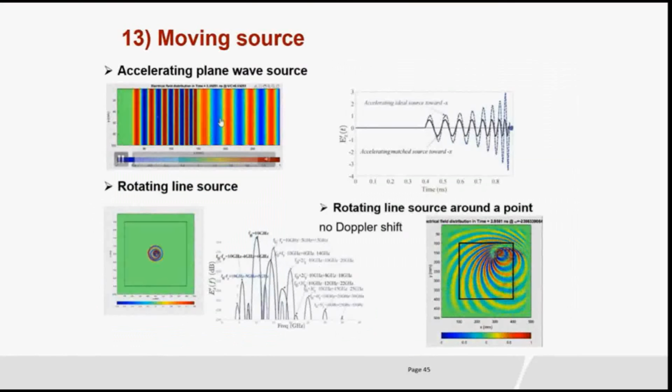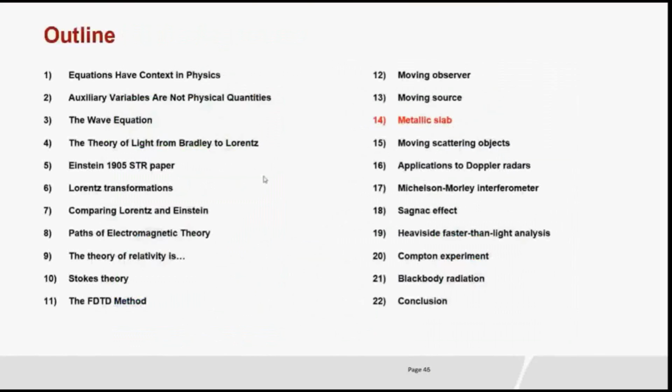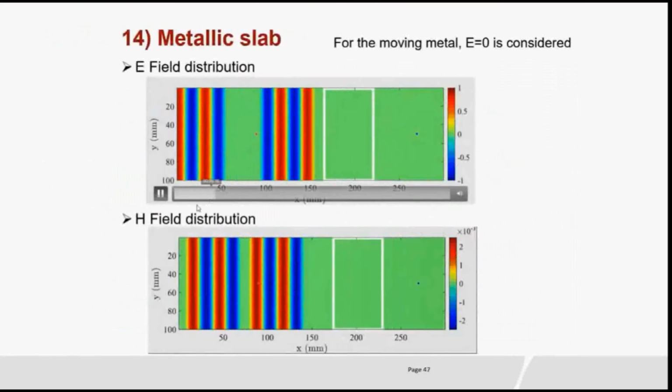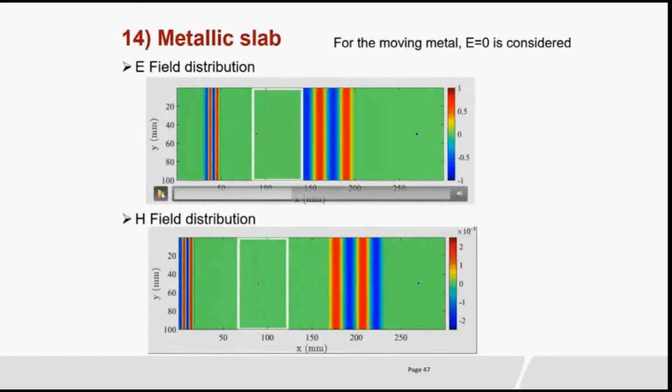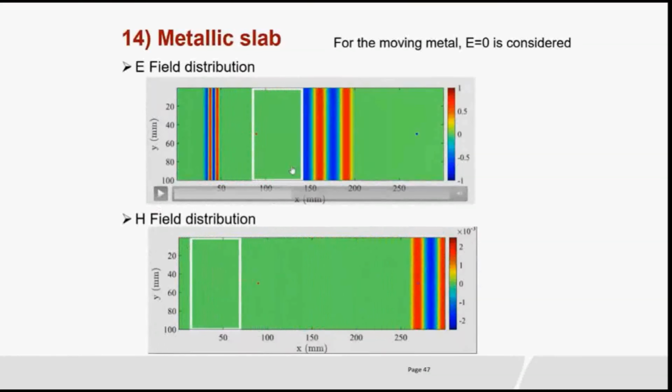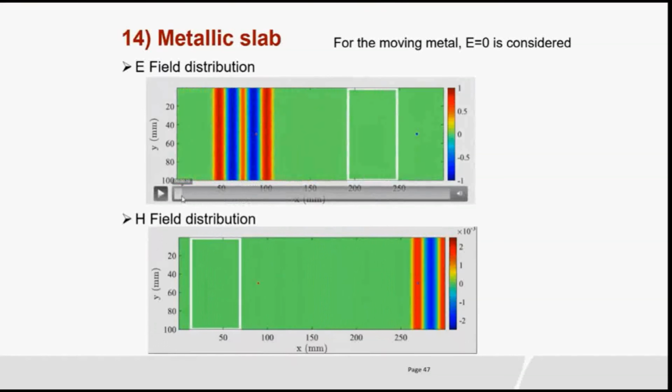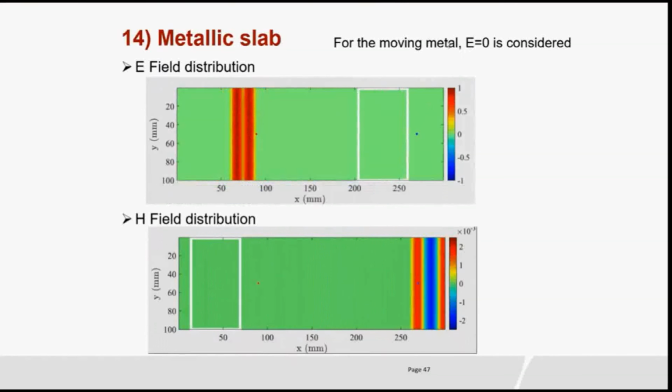This is for an accelerating plane wave source, rotating, etc. So this one I will pass. Okay, here we discovered something new. We have a metallic object which we consider as a perfect metal. We put E equals 0, so the electric field equals 0 inside. This is a metal here. And we can see the field inside. When it is green it means 0, there is no field.